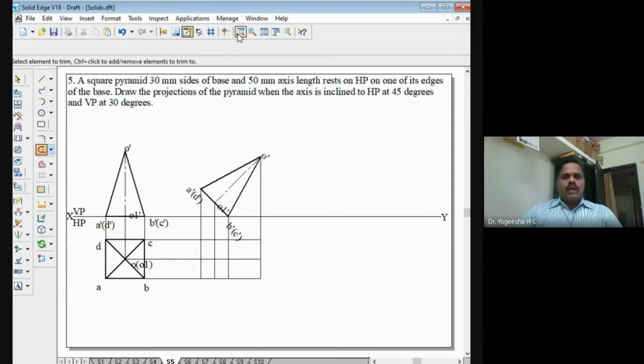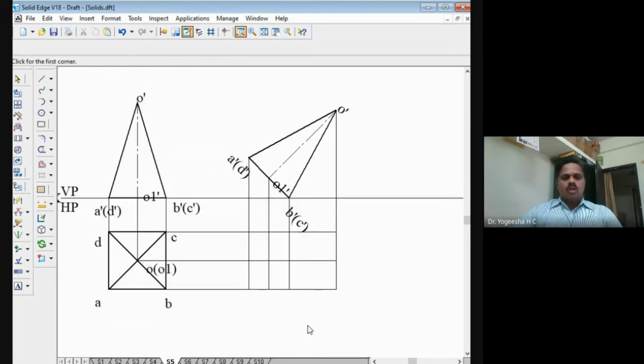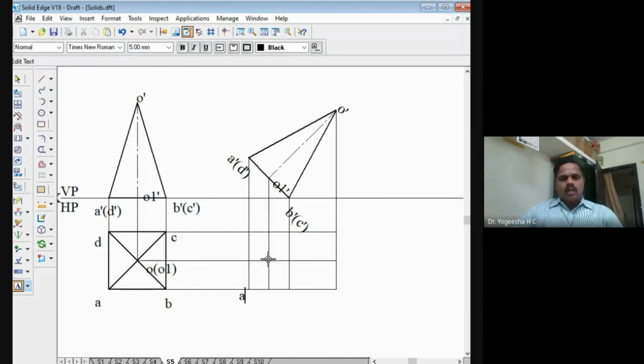Mark the various points now. I'll just zoom this area so that it is clear, right? We'll mark the points. Projector line drawn from A and A dash. So this is your point A, B dash and B. So this is your point B. Then C dash and C. So here is the point C, and this is the point D. Here is the point O, and this point is O1.